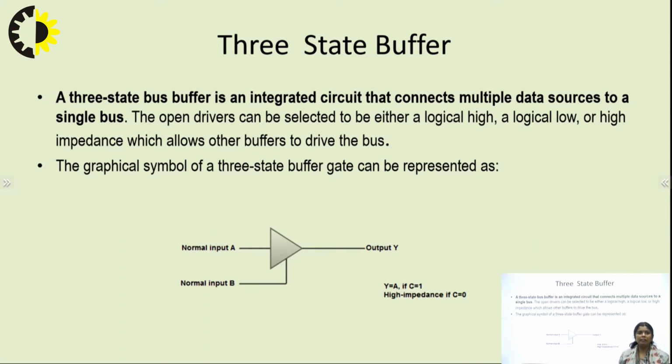Here is the diagram for the 3-state buffer or tri-state buffer. The first is the normal input, and the second is the control input, and the output is generated accordingly. When the control signal is 0, the output will be in the high impedance state, or open circuit. Otherwise, when the control signal is 1, the normal input goes through, and the output Y equals logical 0 or logical 1.